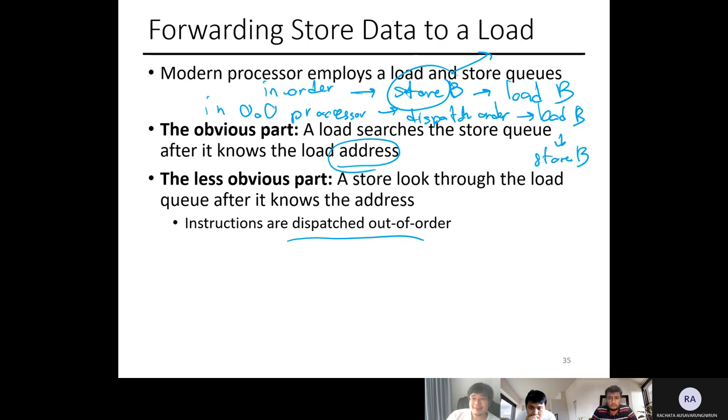But if you look at this, with this dispatch order, when you have store B in the store queue, you know that load B needs it, right? So in this case, you need to make sure that when you put new things in your store queue, you update the load queue on whoever needs this address, that the instruction that is in the future of myself, feel free to take this value.